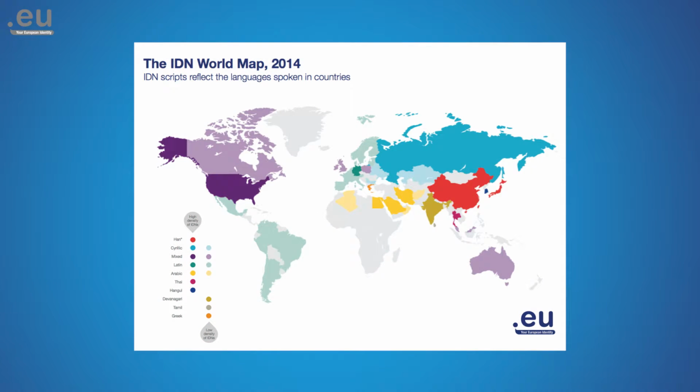The first aspect is that IDN scripts reflect the languages spoken in countries. If you're looking at where IDNs are hosted, you will see that the pattern is not random at all. So in countries where Russian is spoken, you will see Cyrillic script IDNs hosted in those countries. Where Chinese is spoken, you see Han script, Arabic script in North Africa and the Middle East, and so on. So if you look at a map of the script of IDNs compared to where they're hosted, you'll really see how it reflects the languages spoken in those countries.